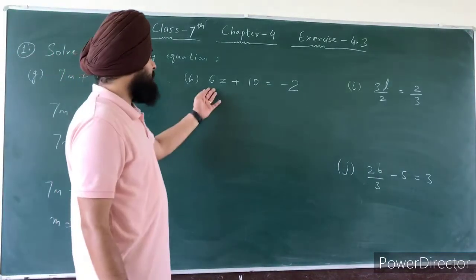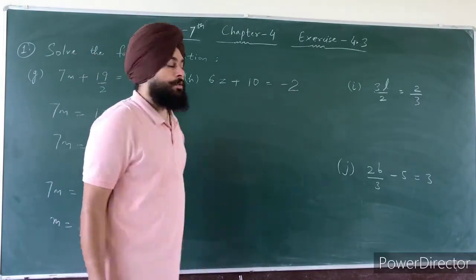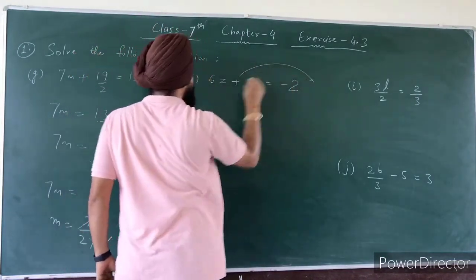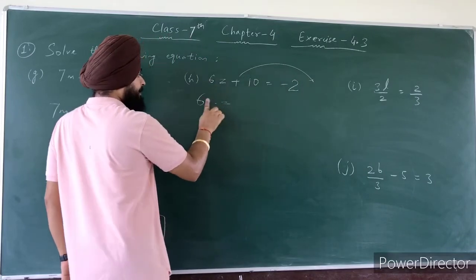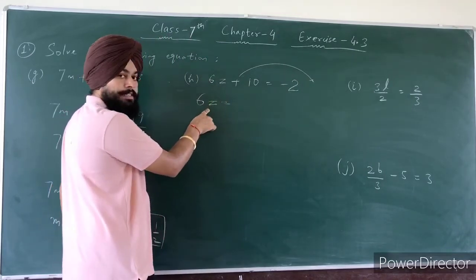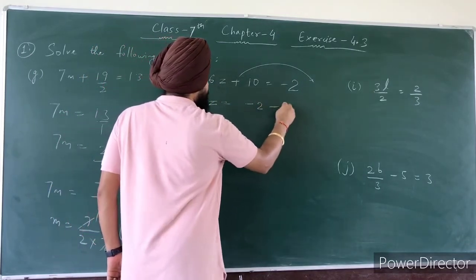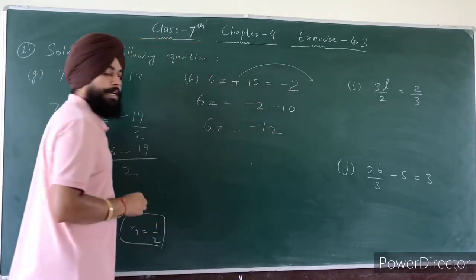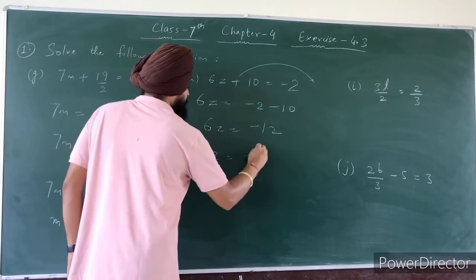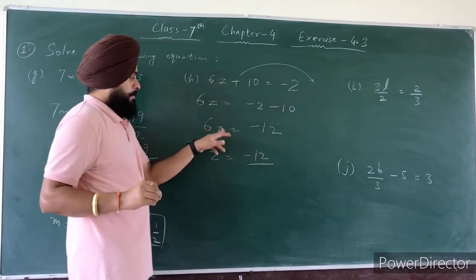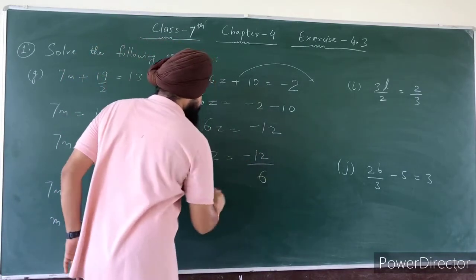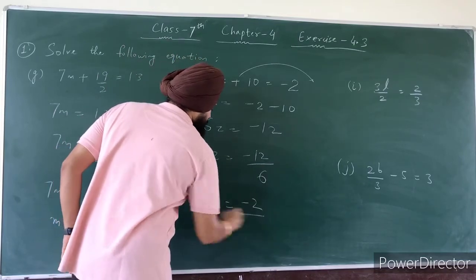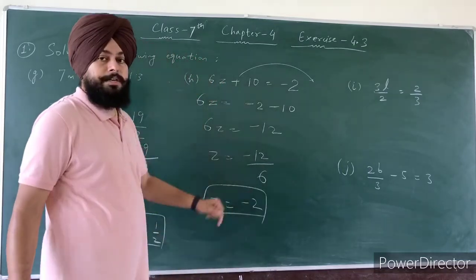Next H part, 6z plus 10 is equal to minus 2. So you can take this 10 on the right hand side. Here z is the variable. So minus 2 minus 10, it is minus 12. Now you can divide 6 with 12. So 6 into 12, 2 the 12. The value of z is here minus 2.